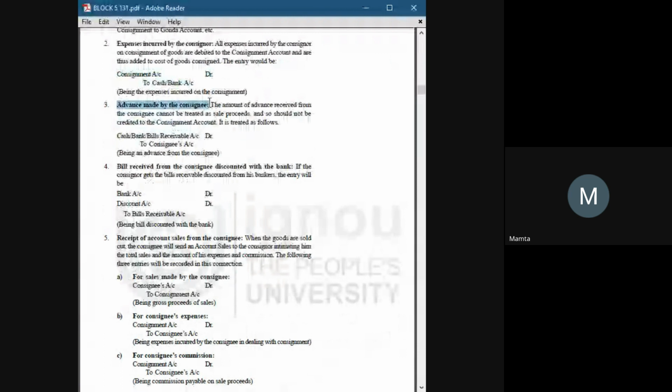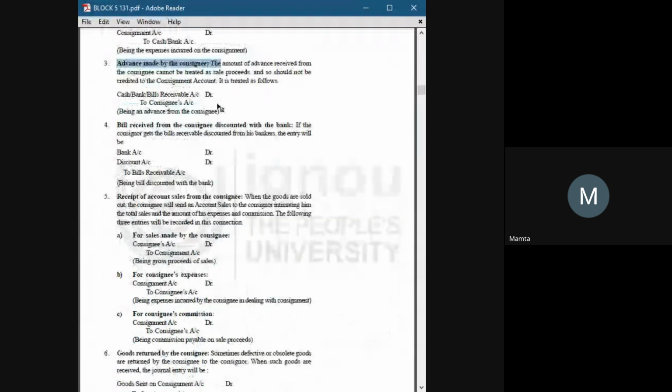Advance made by the consignee. Cash, bank or bills receivable account debit to consignee's account, because here we are receiving the cash. That's why we have debited the cash, bank or bills receivable against the consignee account.